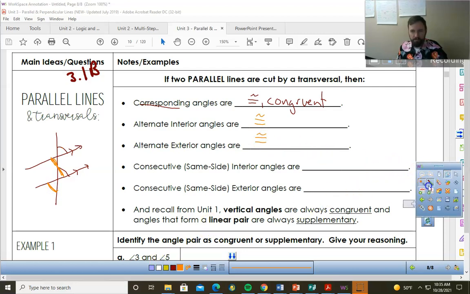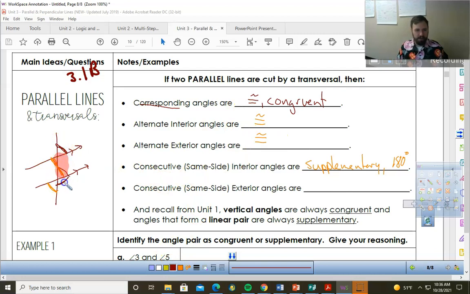But now, same side interior, so these right here, those are not congruent. You can even tell one's obtuse and one's acute. But what's interesting is they are supplementary. Remember, that means they add to 180 degrees. And same thing with my exteriors. If I add up my consecutive exteriors or my same side exteriors, they are also supplementary.